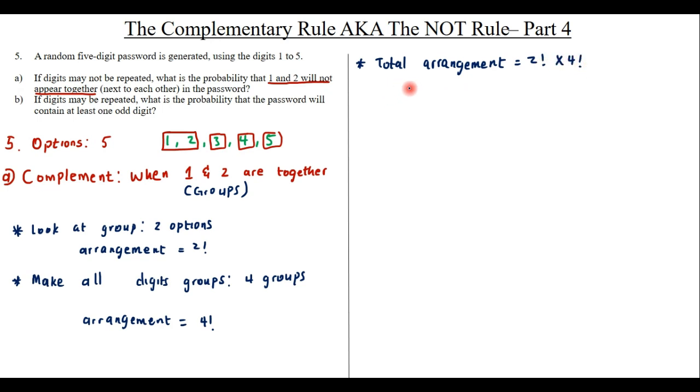Now I need to find the probability of this. Probability is event over outcome. The event here is 2 factorial times 4 factorial. The outcome is if I just arrange these numbers with no restriction; remember, I must not repeat them. So if I'm arranging 5 digits in a 5-digit password, that is going to be 5 factorial. And then I'm going to press this into a calculator.